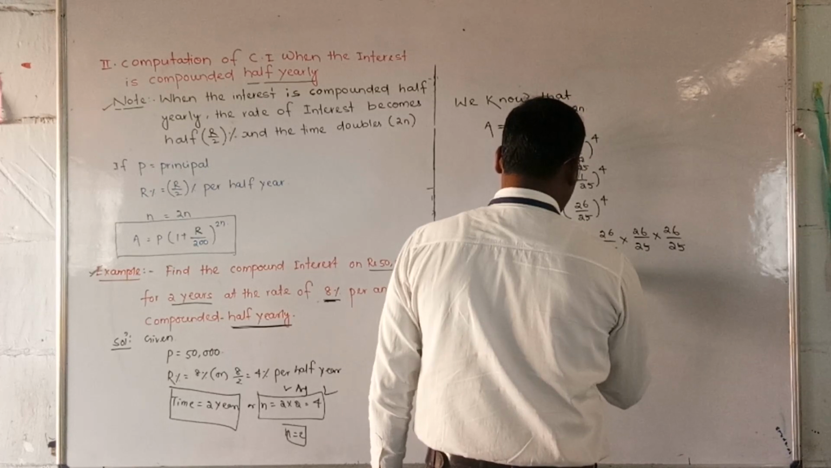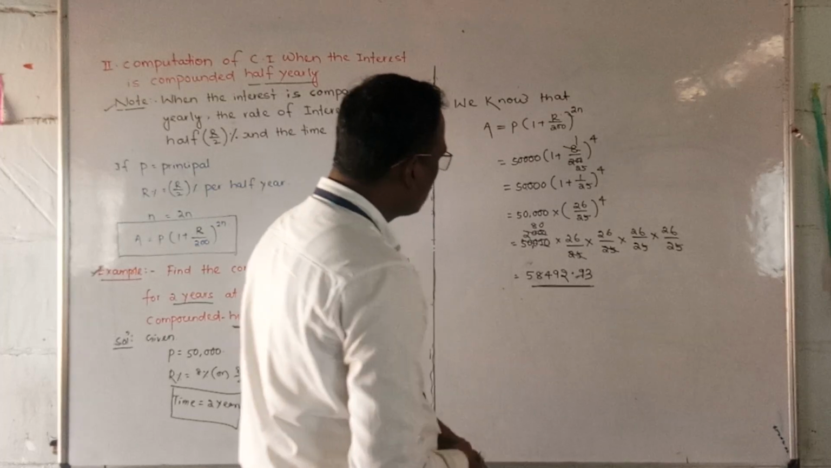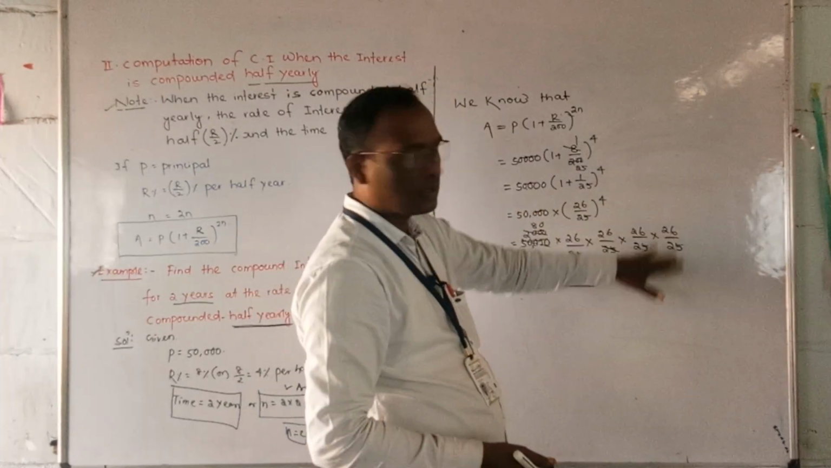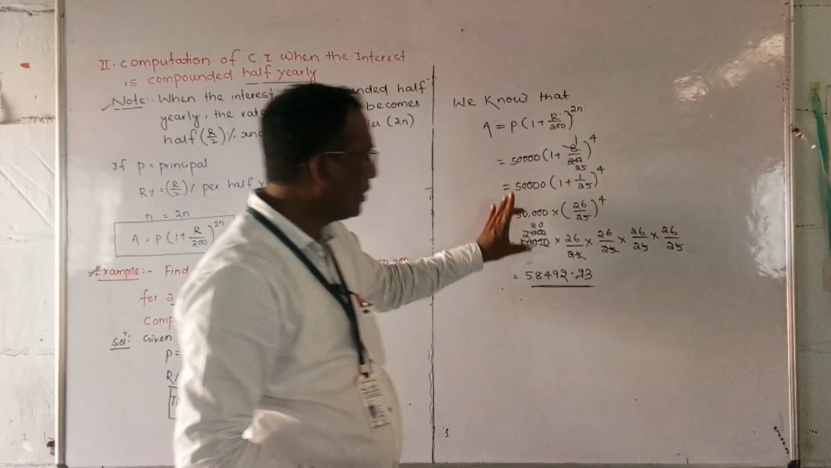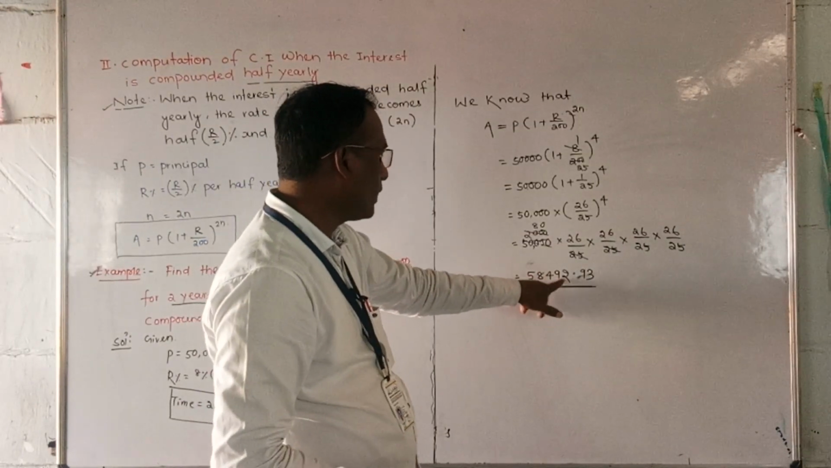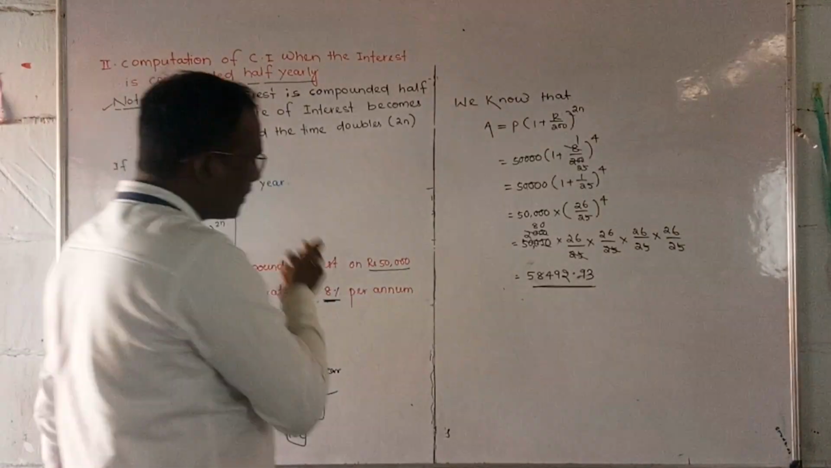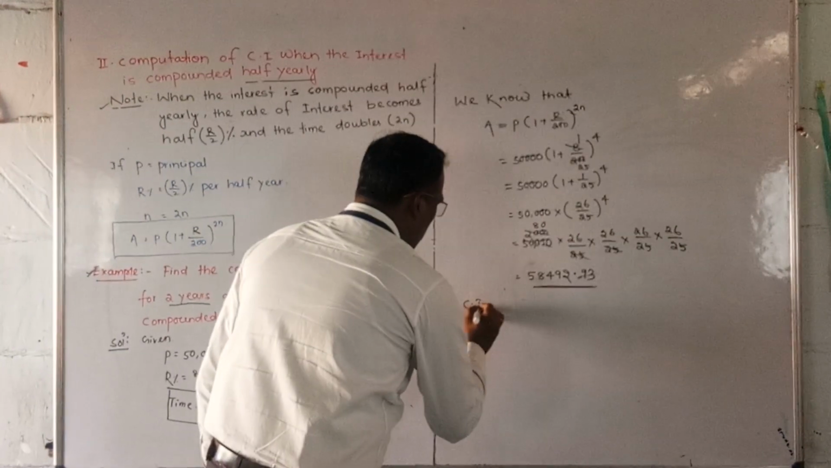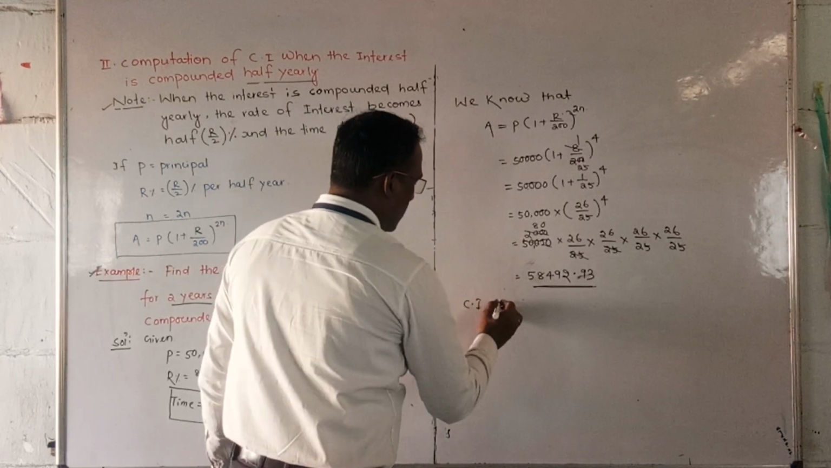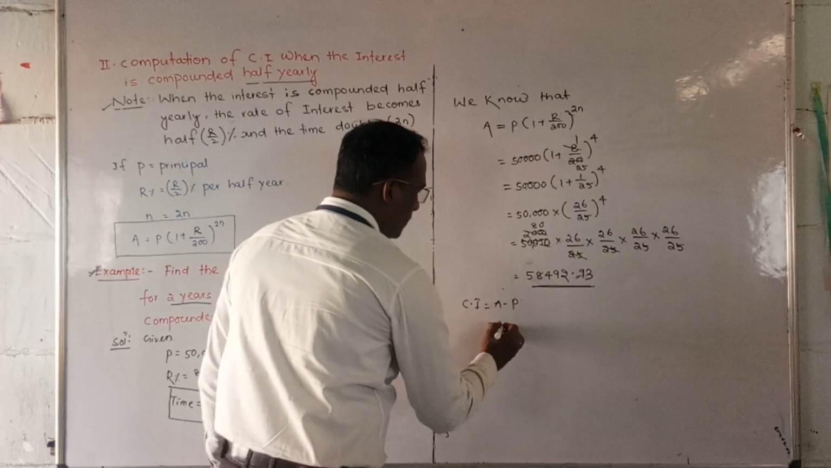So what is the compound interest? Compound interest is amount minus principal. So the amount is 58,492.93 minus 50,000. So we will get 8,492.93. This is our compound interest. Did you understand, friends?